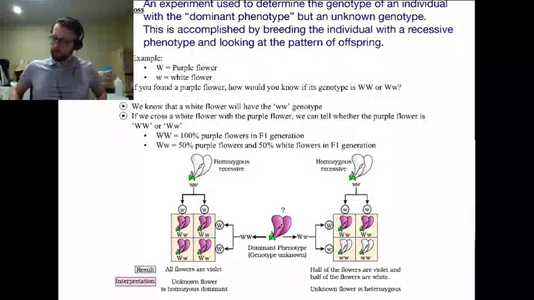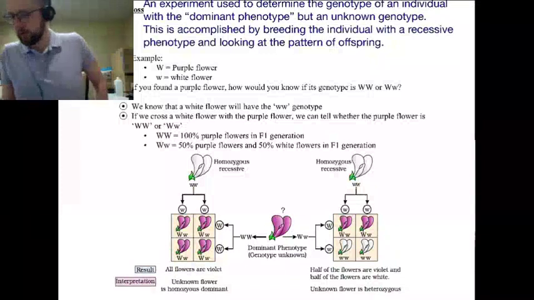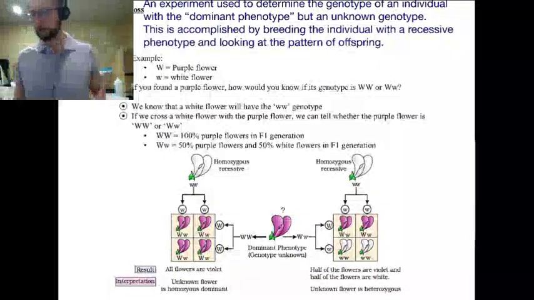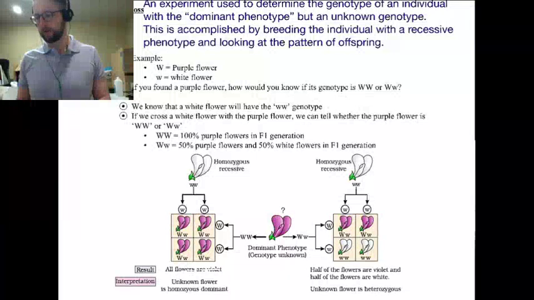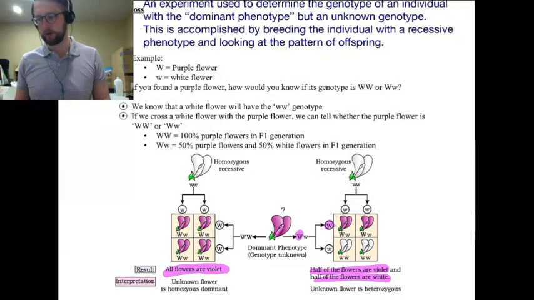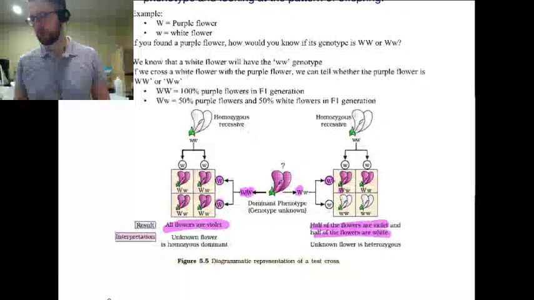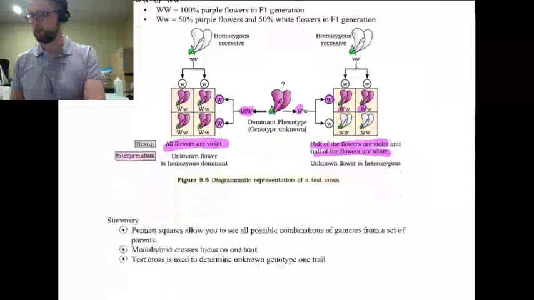So, you can see this example. You can see how the result might be all violet flowers, or half violet and half white. And that's because only half of the genes that are being donated are the violet genes. Here, all of the genes being donated by this flower are the dominant violet genes, and on the other one, we have only half. So only half the plants inherit it. All right, and that is the test cross.